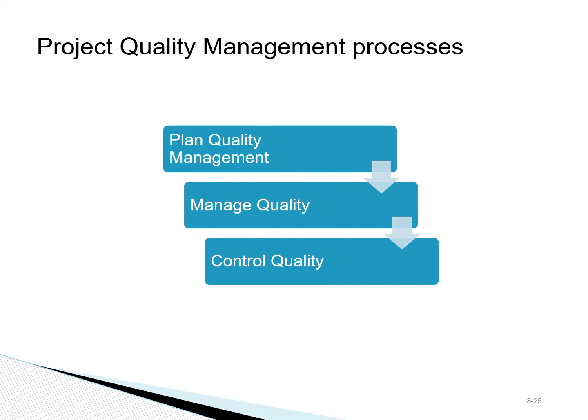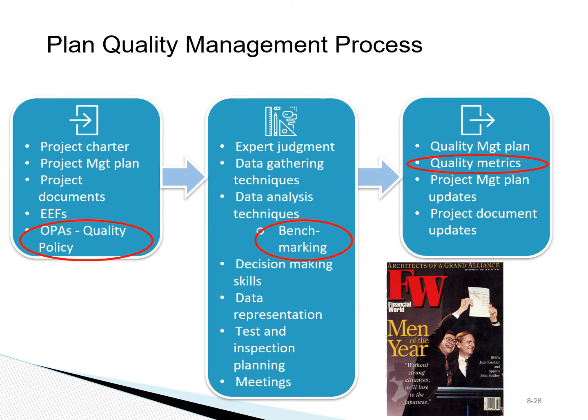Project quality management processes include planning, managing, and controlling quality, very similar to many other project management processes. Let's look at each of these processes on this slide. The quality management planning process is detailed out. This is when you establish quality targets and plan for testing and other inspections.